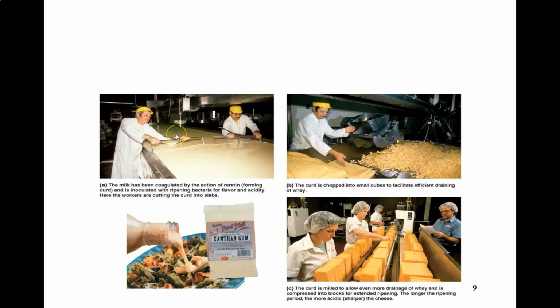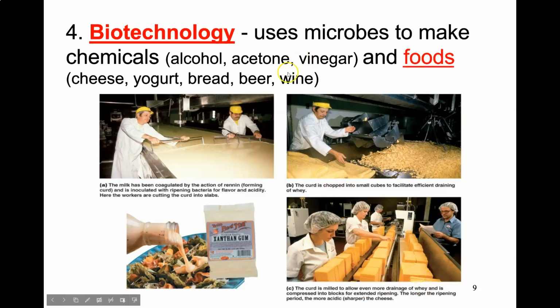Microbes are also used in order to produce food. Like here we have the whole process of making cheese. So this is a process called biotechnology, where microbes make chemicals, okay, that are being sold in industries such as alcohol, acetone, vinegar, and different kinds of food. Here, just like the cheese, we also produce yogurt and bread and beer and wine. All of this are different industries that use microorganisms.